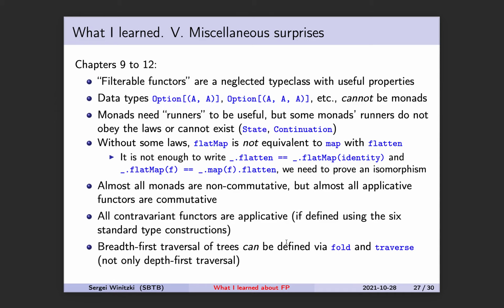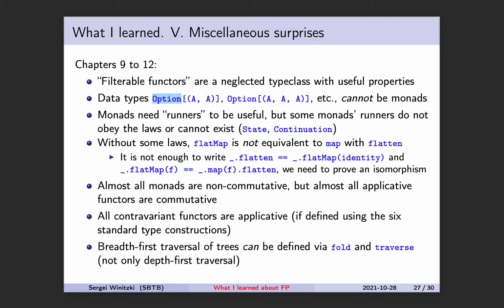Chapters 9 to 12 talk about type classes such as filterable, monad, applicative, and traversable. And so filterable functors is a type class that is not often discussed. It is kind of a neglected type class, but it's a useful type class with interesting and useful properties. So I devoted a long chapter to it. It's a little easier than monads, and it prepares you for understanding monads.